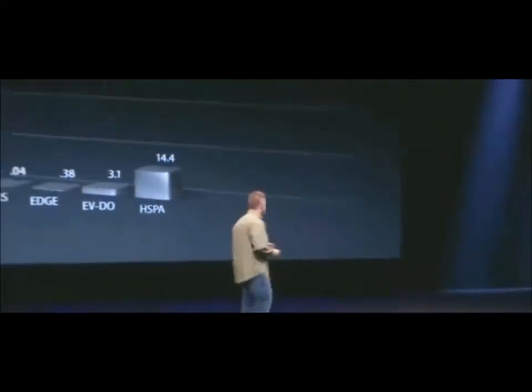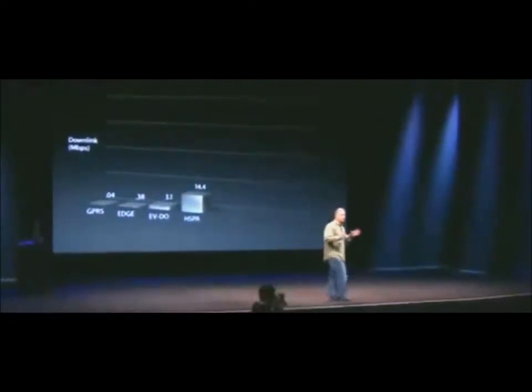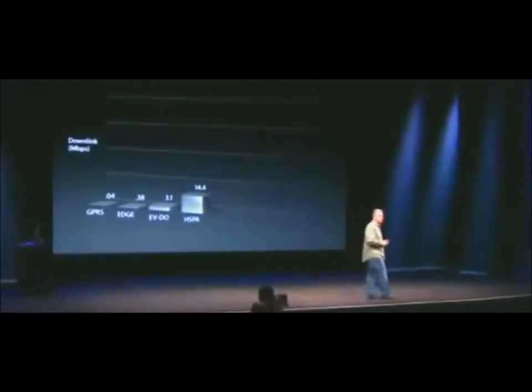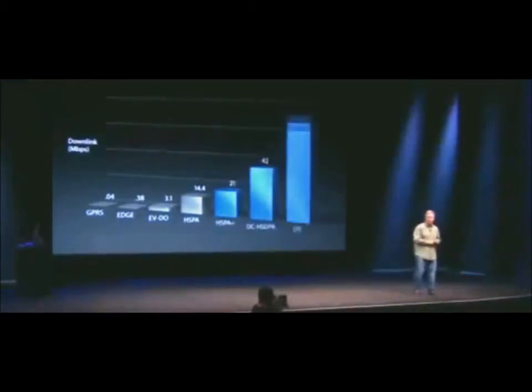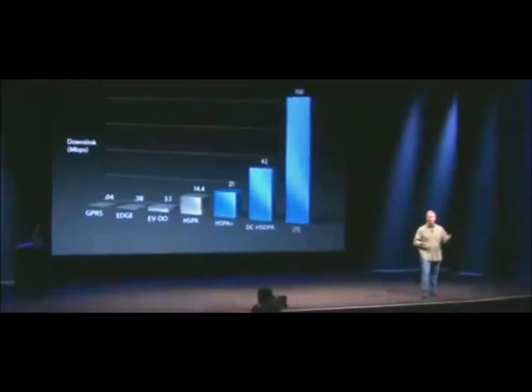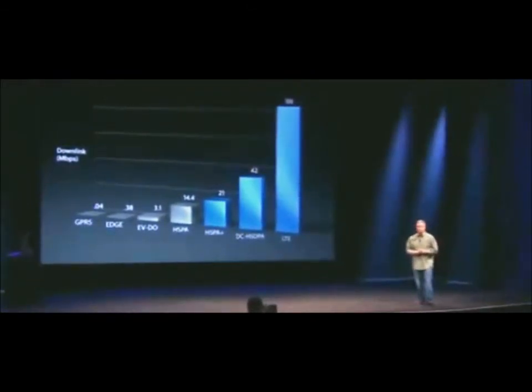They've built in GPRS, Edge, EVDO, HSPA, making it a great 3G world phone, just like the iPhone 4S. But to that, we've added HSPA+, dual carrier HSDPA, and yes, LTE. So LTE gives you a theoretical maximum downlink of up to 100 megabits per second, and it just screams.